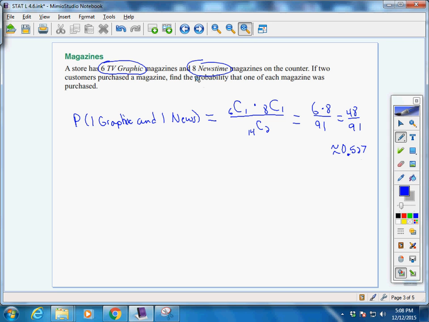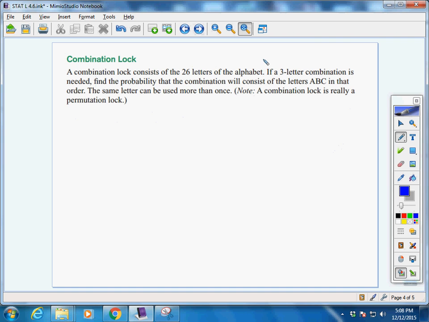Really try to break it up when you're given 2 things and find out, you have your total if you're doing a combination or a permutation, and how many you're pulling out of that total. When you have 2 things, you end up multiplying together. Just 2 more quick examples.